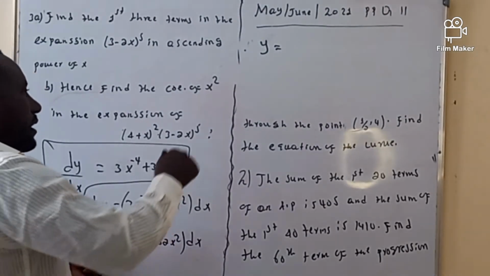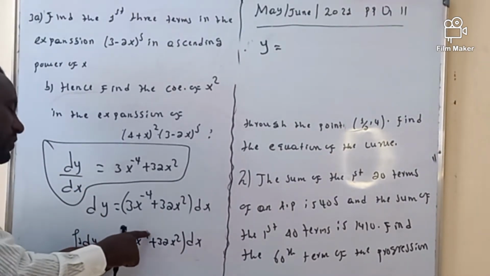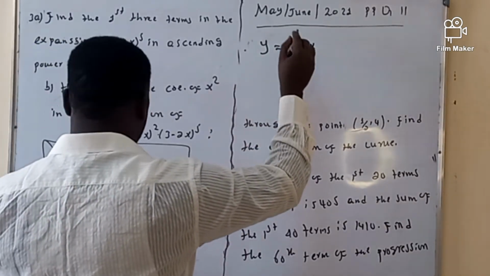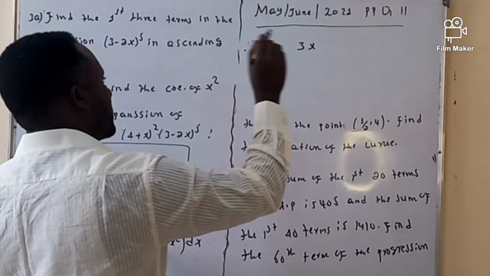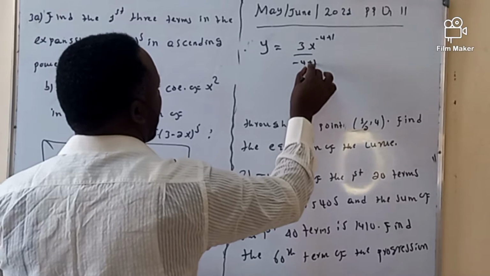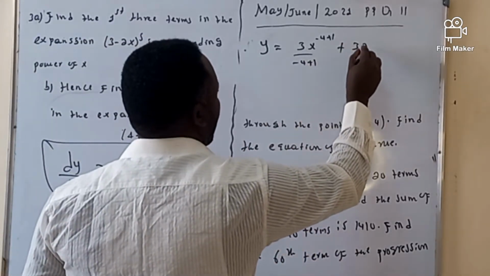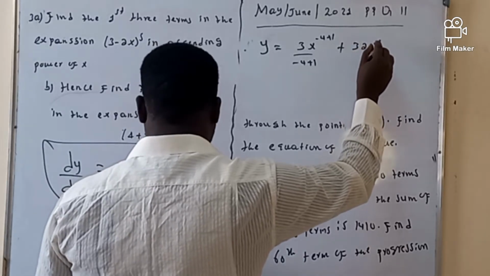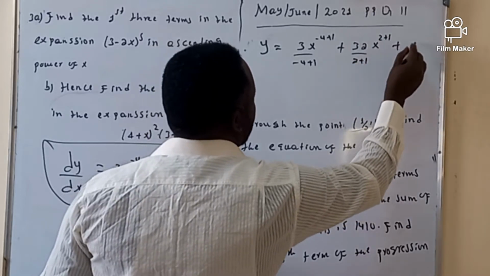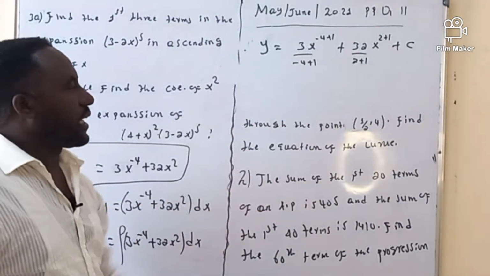Then now let's integrate this one. When we are integrating this, we add 1 to the exponent. 3 is a constant. This is going to be 3x raised to minus 4 plus 1, over minus 4 plus 1, plus 32, which is also constant, you can take out 32 as it is, x raised to 2 plus 1 over 2 plus 1, plus some arbitrary constant c. Now this is the integral of this problem.